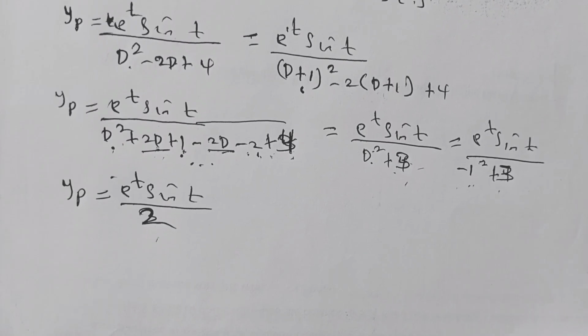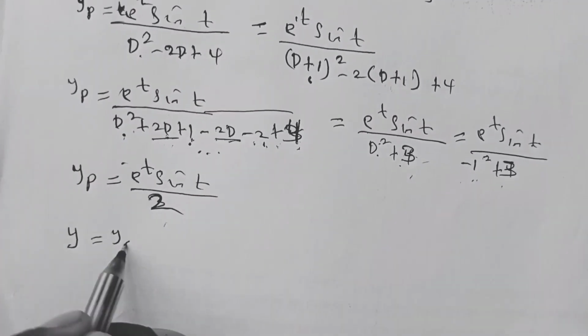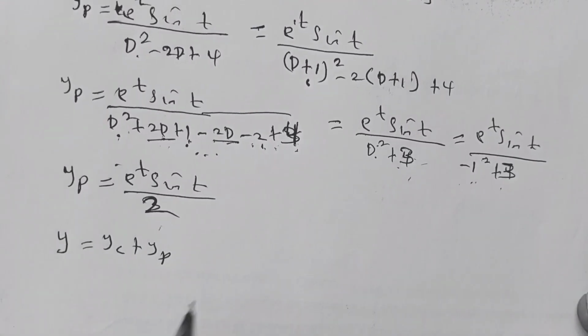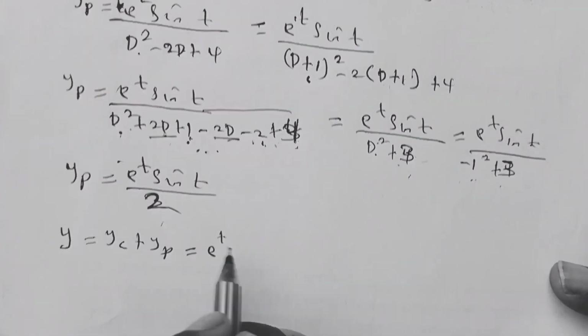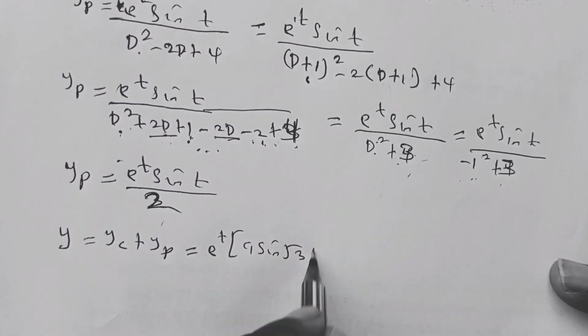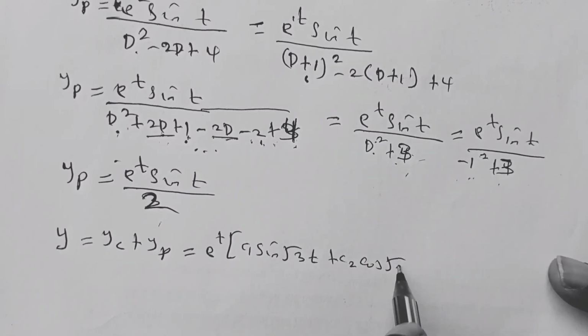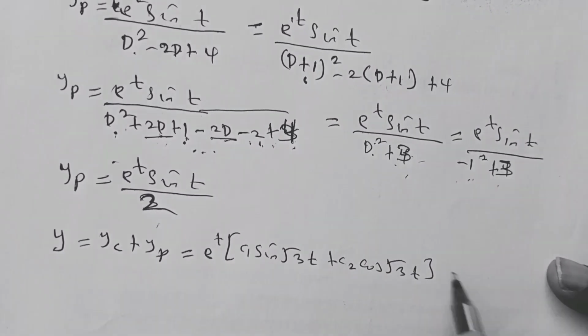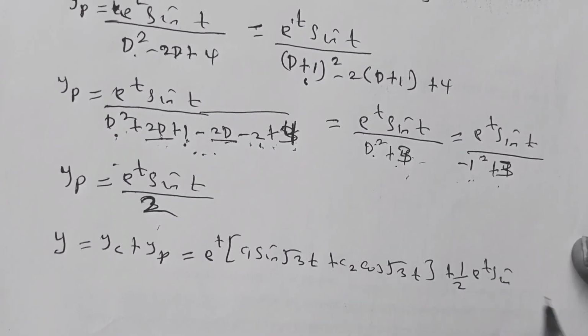Now finally, we write the solution of our ODE. So y is equal to y complementary plus y particular, which is equal to exponential t into bracket c1 sine of root 3 t plus c2 cos of root 3 t. You close the bracket plus 1 over 2 exponential t sine of t.